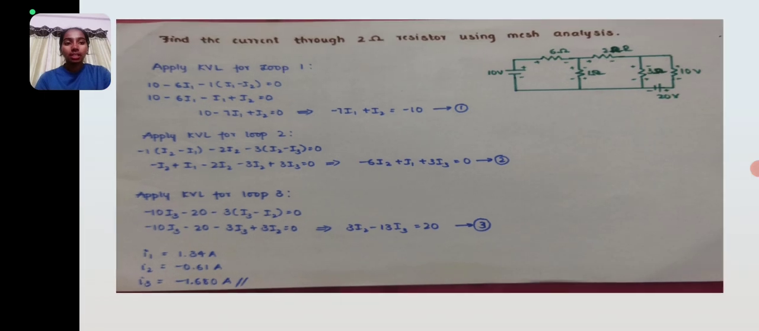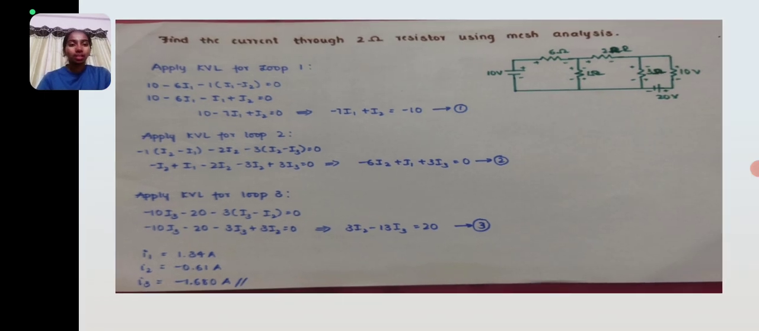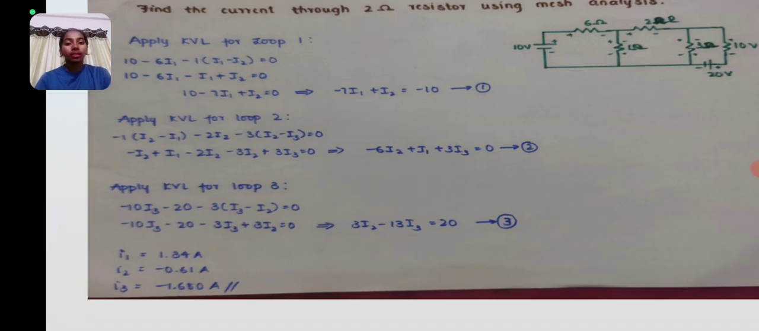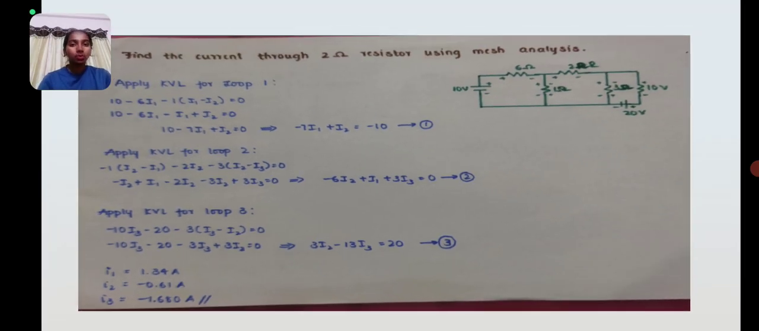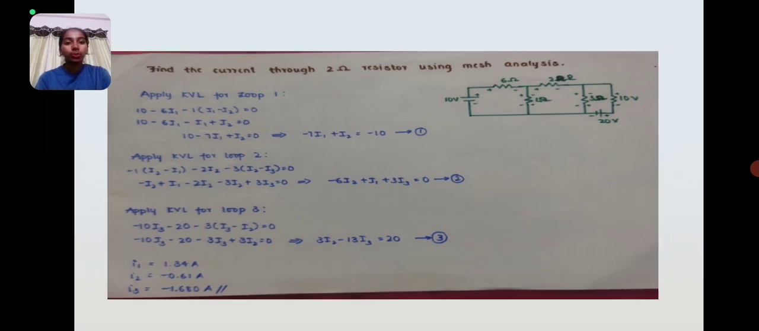Solving all these three equations, that is 1, 2 and 3, we'll get I1, I2 and I3 values, that is the current across loop 1, loop 2 and loop 3. I1 is 1.34 ampere, I2 is minus 0.61 ampere, I3 is minus 1.680 ampere. All these values we can get by using a calculator. By substituting all these three equations in a calculator, we'll get I1, I2 and I3 values.